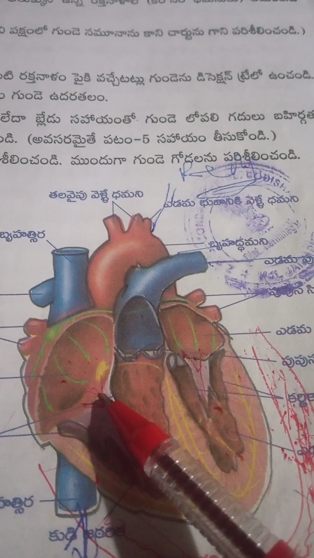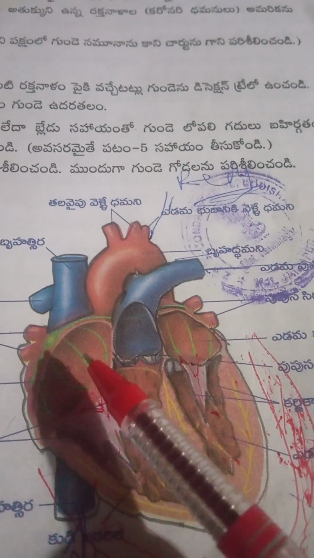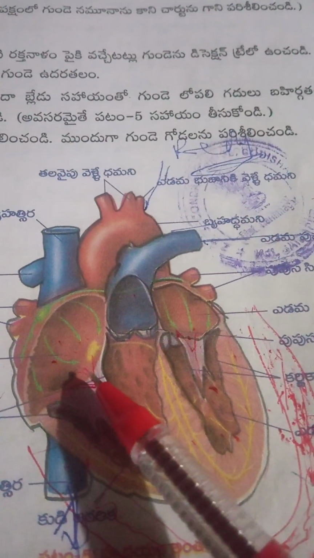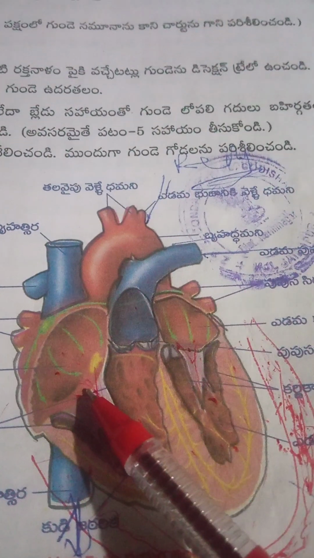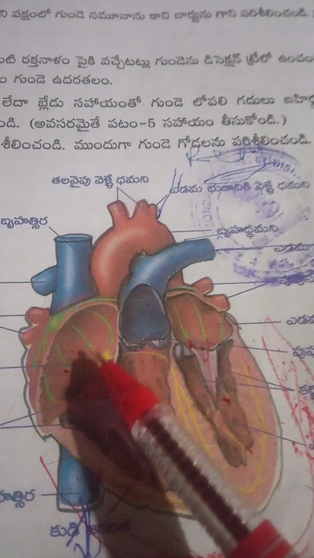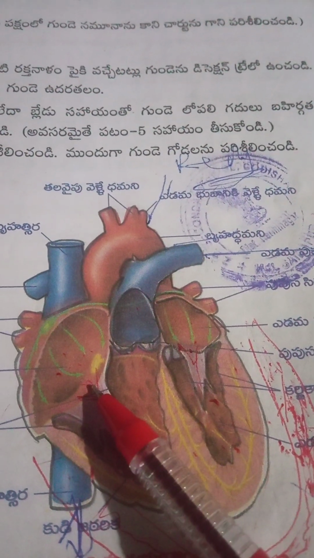Now the opening on the septa in between the right auricle and right ventricle is called the tricuspid valve. Where is the tricuspid valve? The opening in between the right auricle and right ventricle is called the tricuspid valve.